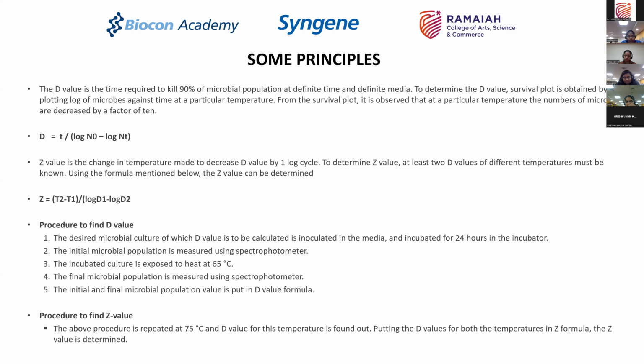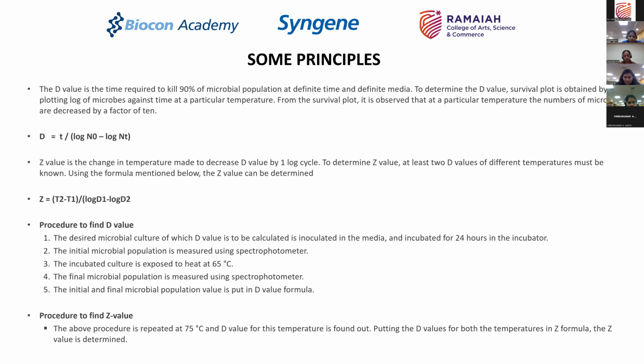N0 is the initial load, and then the load at the end of the time, and that is how I arrive at a D value. So it gives me the time required at a definite temperature to go from value X to value Y. So I started with 10 to the power of 6 spores. I went down to 10 to the power of 3 spores at a particular temperature. What was the time taken? That is your D value.